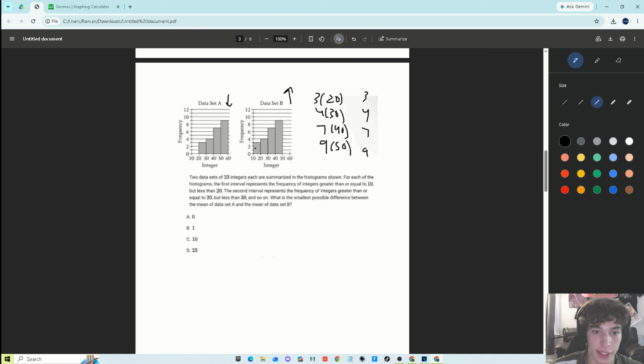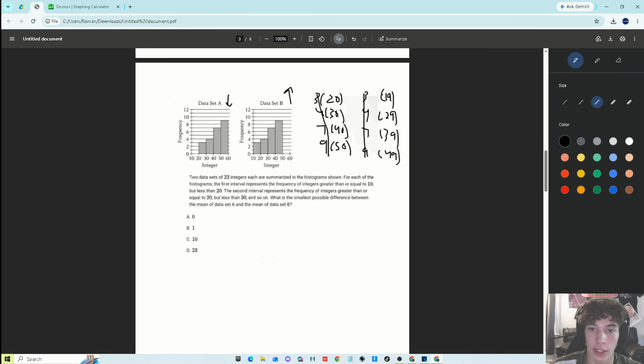So for this one, the biggest is going to be 19. And then for the 4 column, it's going to be 29. For the 7 column, it's going to be 39. And then for the 9 one, it's going to be 49. And since we know the weights are the same, they don't even matter. So now we can just compare the values.